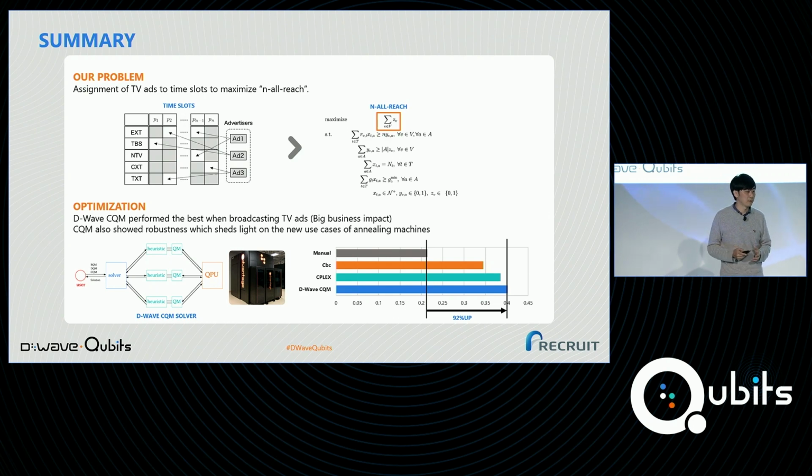Also, CQM showed a more robust solution than the solution of CPLEX. And this suggests maybe new use cases for annealing machines. Now, I think the most exciting part of this project is that actually millions of people in Japan watch TV commercials optimized by the D-Wave machine. This is very exciting, isn't it? Thank you very much.